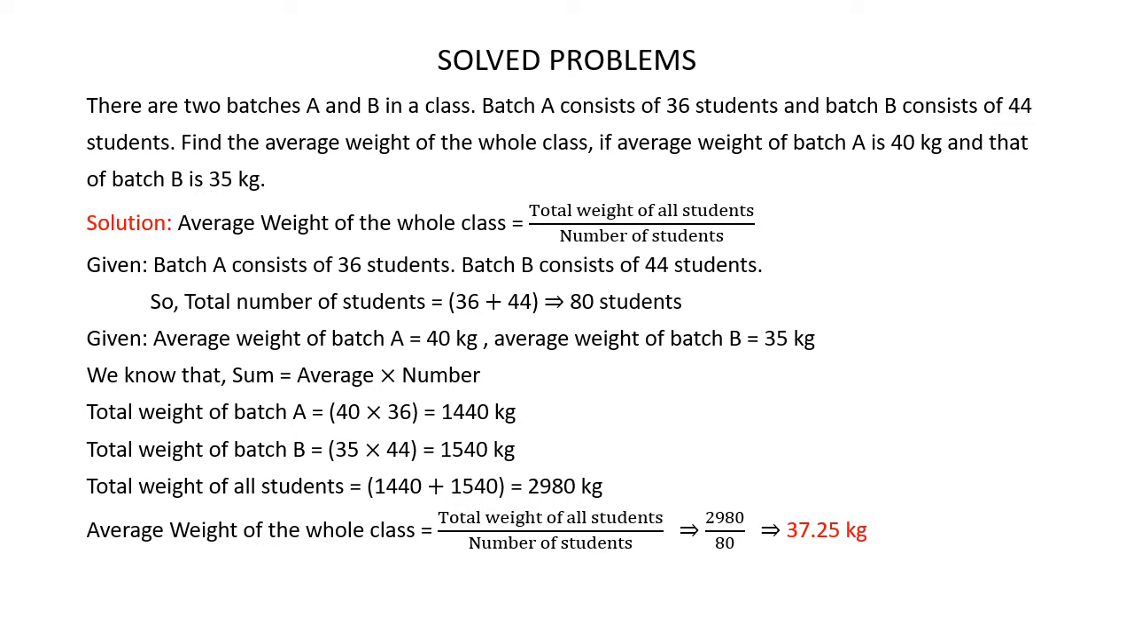So now we know the total number of students is 80 and total weight of students is 2980 kgs. So average weight of the whole class is equal to 2980 divided by 80, which gives us 37.25 kgs. So the average weight of the whole class is 37.25 kgs.